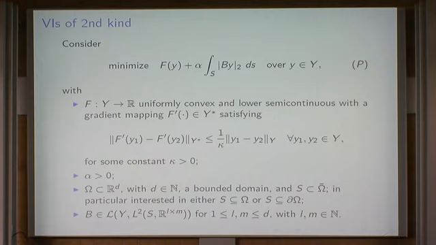Alpha is a positive parameter and it's added to a function f, which I assume to be uniformly convex, lower semi-continuous with the gradient mapping, which has a certain property here. It's a kind of Lipschitz condition, if you wish, on the gradient. So it's kind of strong because it's global. You may consider some local versions, but for the time being, I stick to the global one. Kappa is the corresponding positive constant.